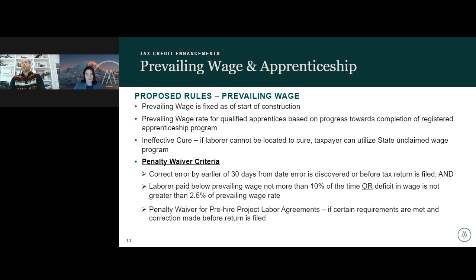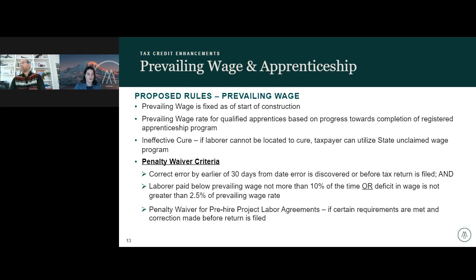There's also, I think this is kind of the biggest piece and biggest incentive to proactively monitor for prevailing wage and apprenticeship compliance, now an opportunity to have the penalties, that $5,000 penalty per laborer, waived if you correct any errors in prevailing wage by the earlier of 30 days from the date it's discovered or before the tax return is filed, and the laborer was not paid below the prevailing wage more than 10% of the time, or that deficit in wage is not greater than 2.5% of the prevailing wage rate.